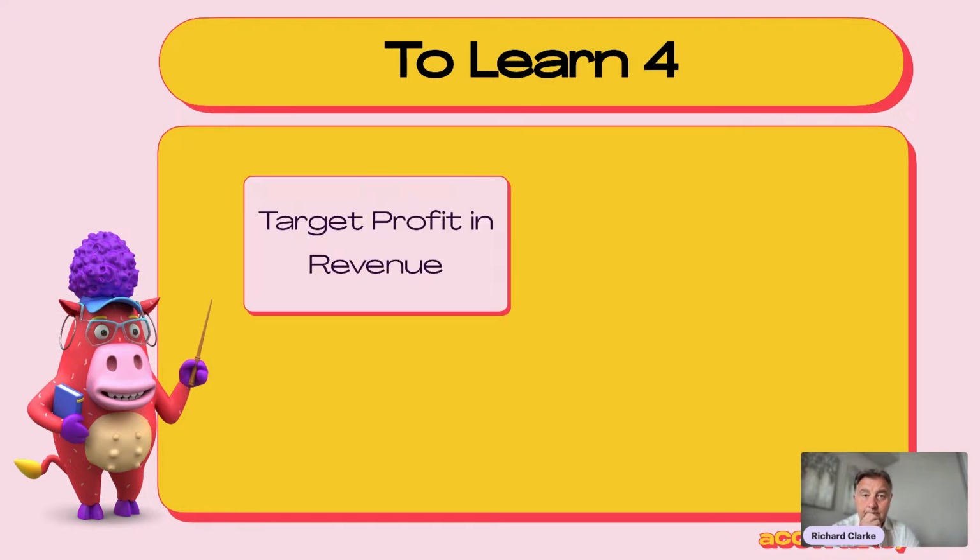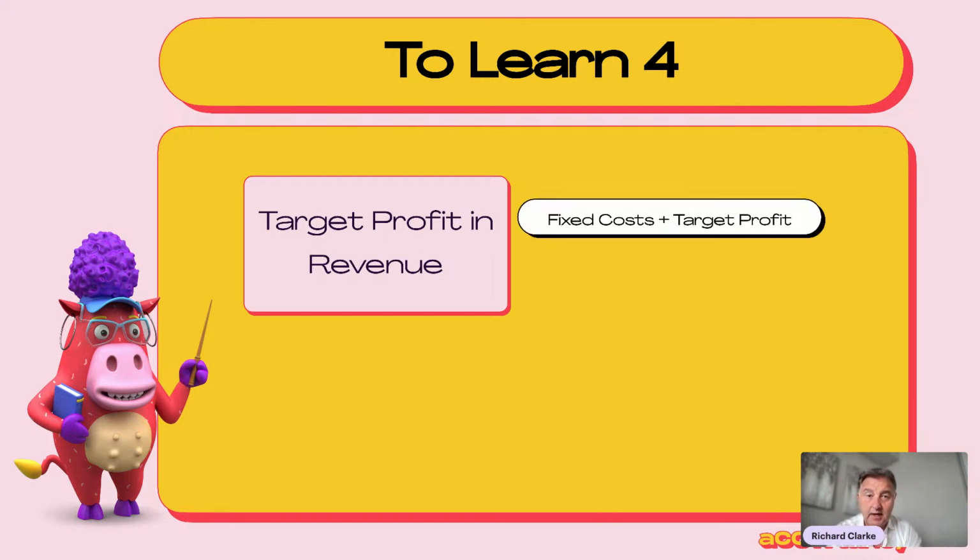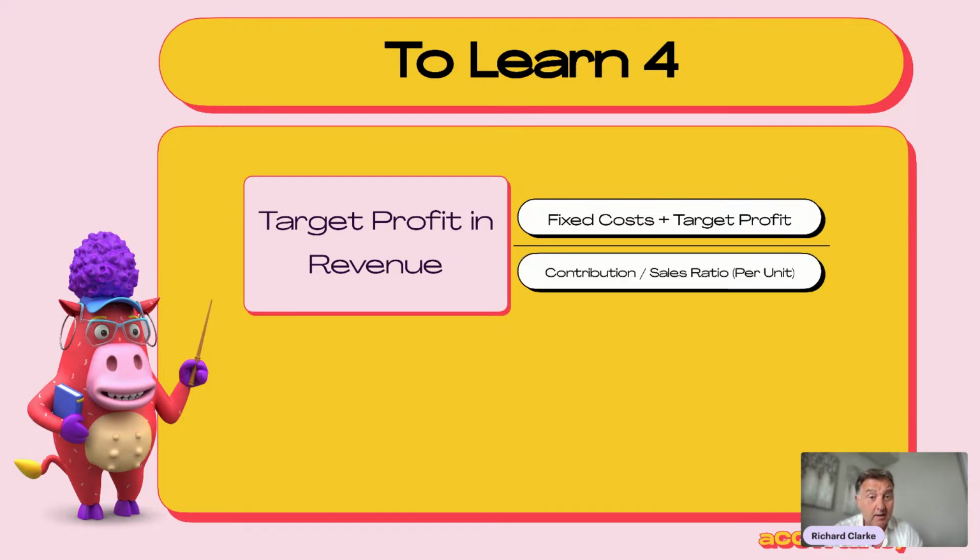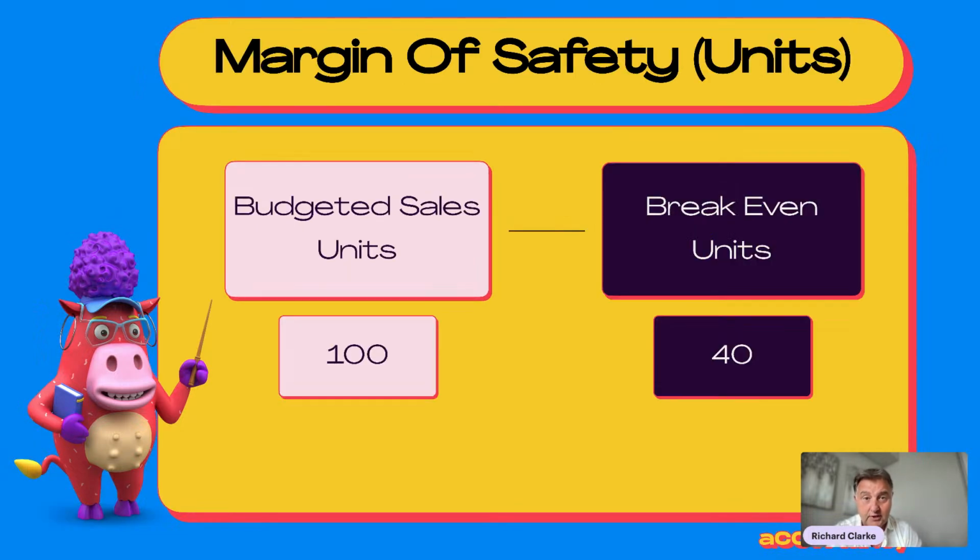Okay. Even more we've learned. Target profit in revenue. Guess what this is then? So without even teaching you it, it's your fixed costs plus target profit, but I want that in revenue. So I don't divide it by contribution per unit. I divide it by the contribution to sales ratio per unit. Okay, could be per unit, could be in total actually as well.